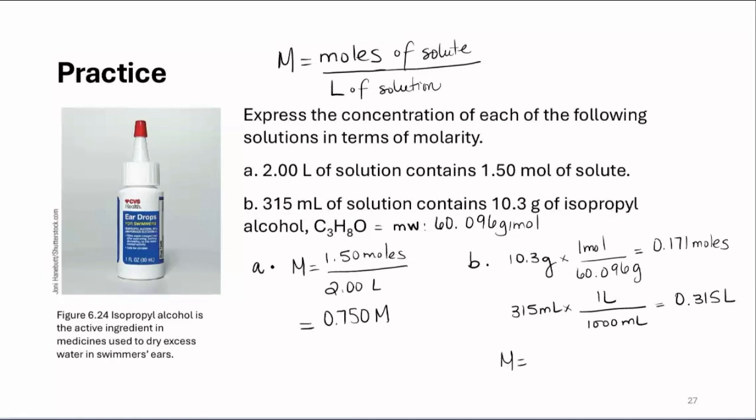The moles of solute is 0.171 moles. The liters of solution is 0.315 liters. So if I do 0.171 divided by 0.315, I find a molarity that is 0.543 molar.